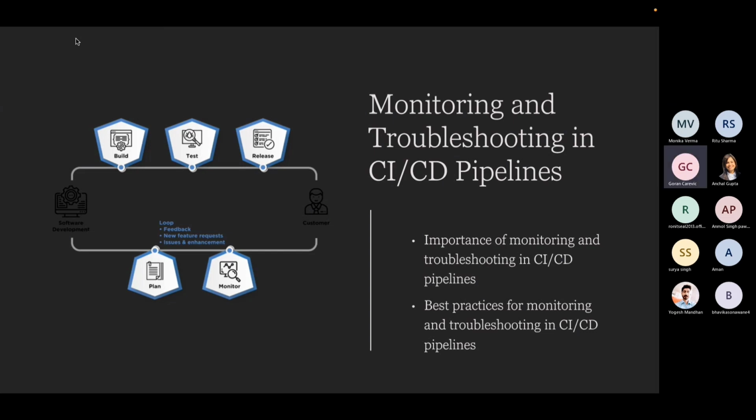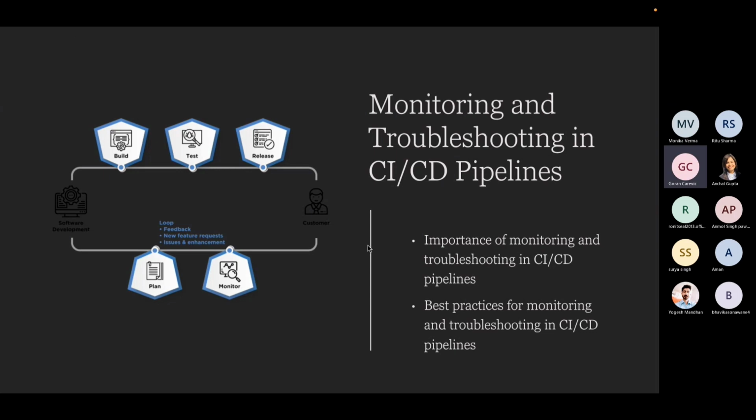Now, monitoring and troubleshooting in CI/CD pipelines is a critical component of ensuring the stability and reliability of the software development process. The importance of monitoring and troubleshooting is to detect and diagnose problems early so that they can be addressed and resolved before they have a significant impact on the delivery process.